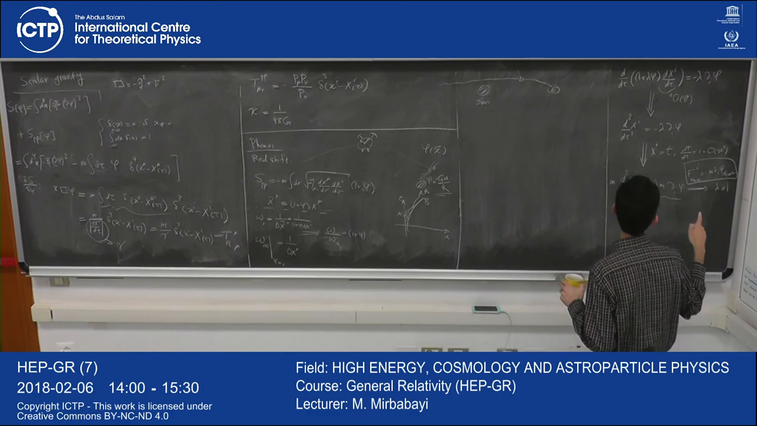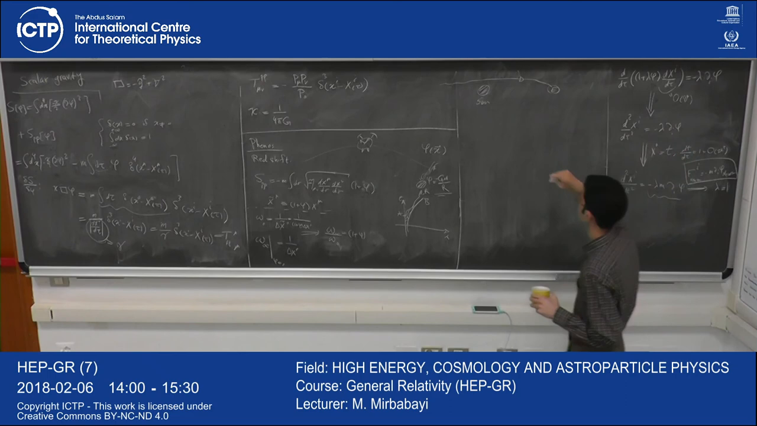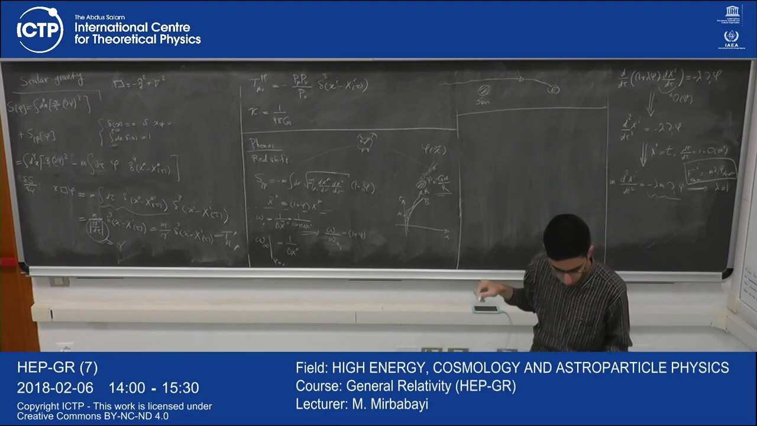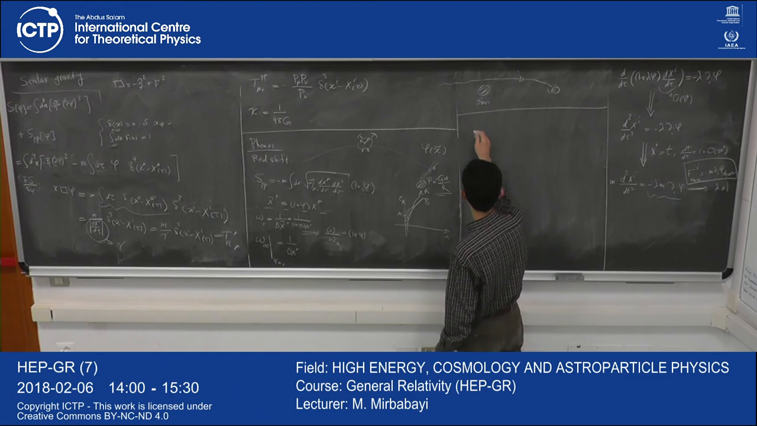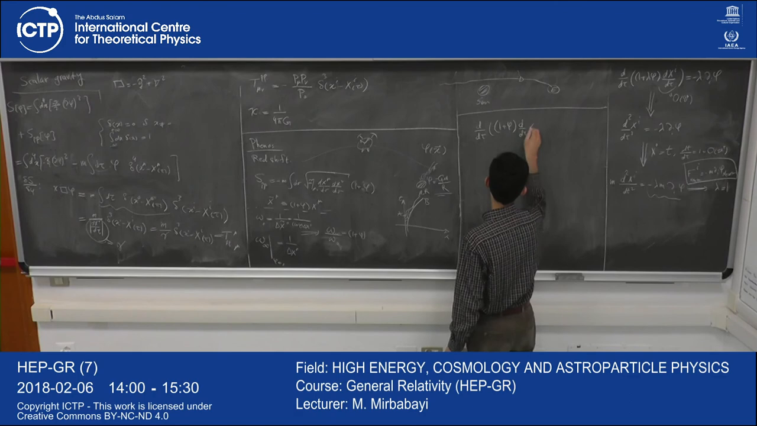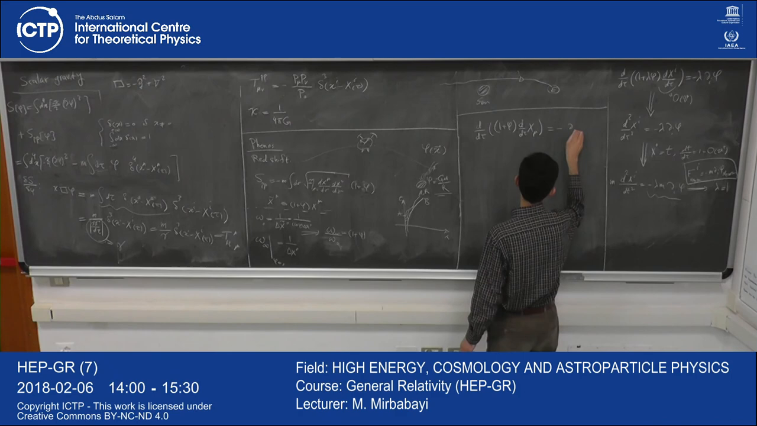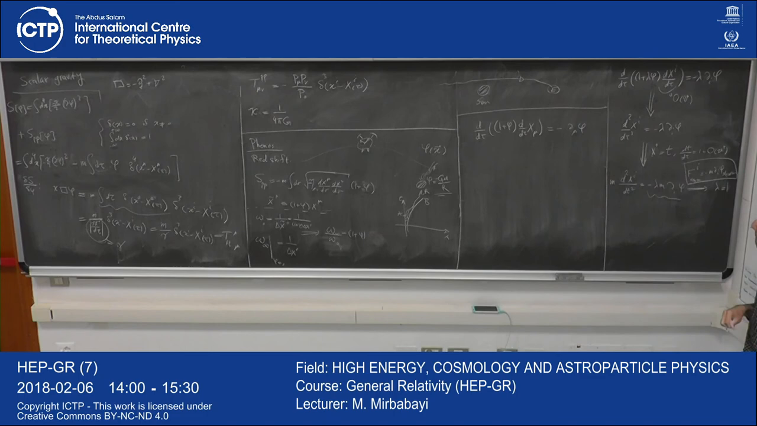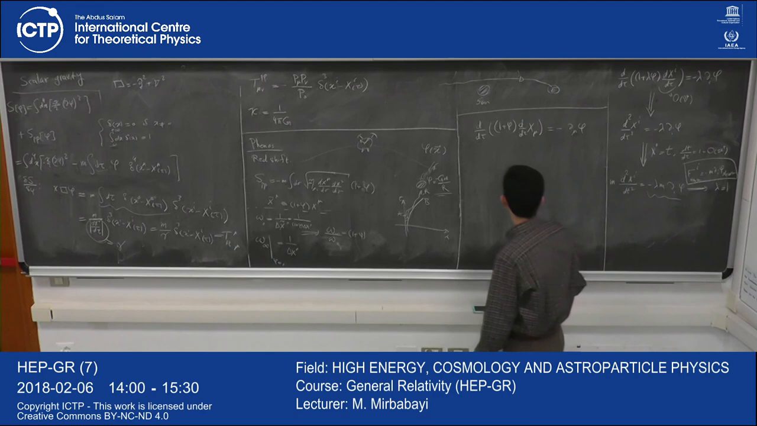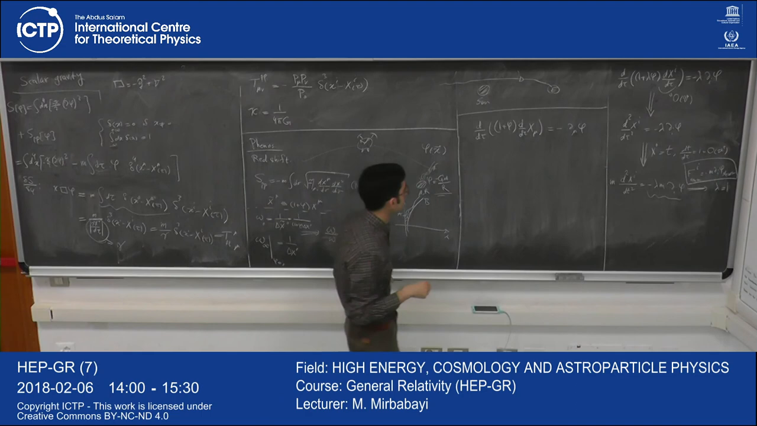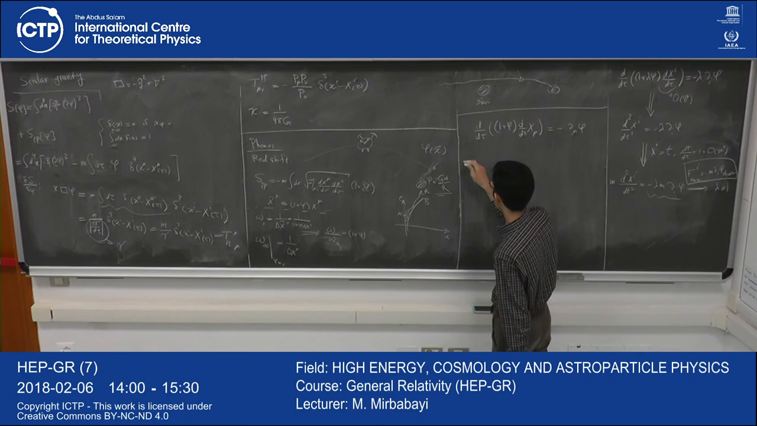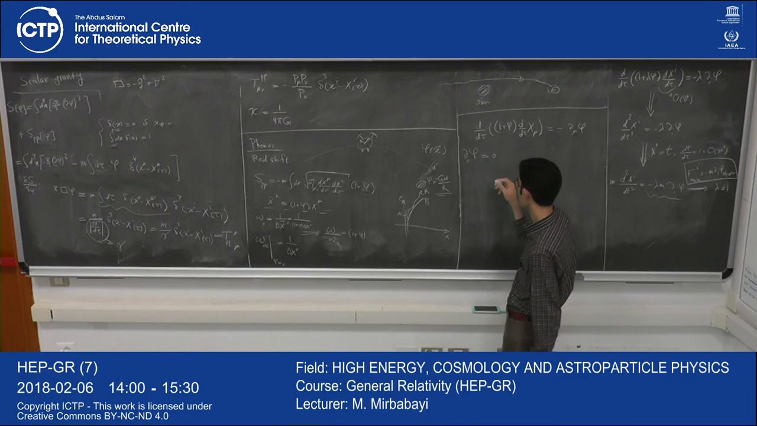Now we should look at the equation that I erased. We derived this equation of motion for a point particle, the full relativistic equation of motion. Let's remember how it looks. It was d by dτ of (1 plus φ) times dx^μ by dτ equals minus ∂^μ φ. Now let's imagine that φ is time independent. So this is light bending.